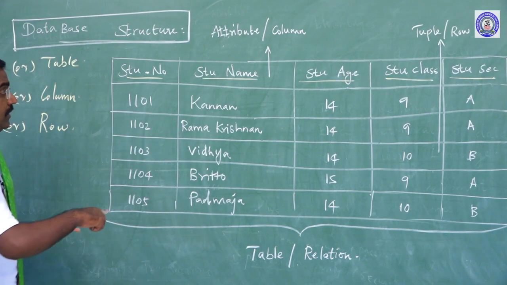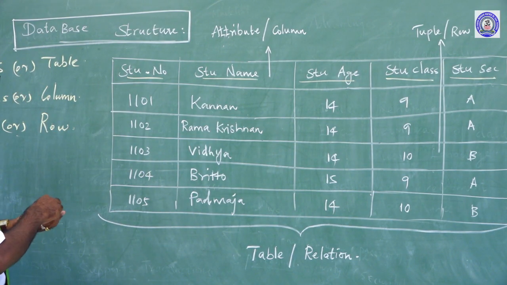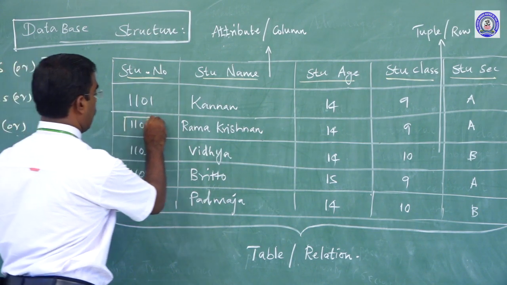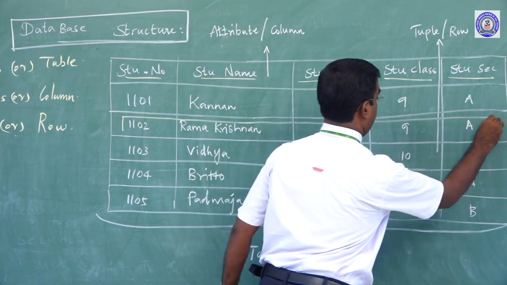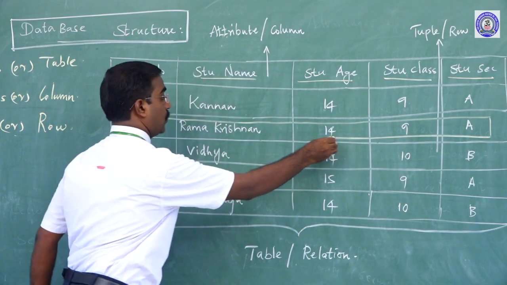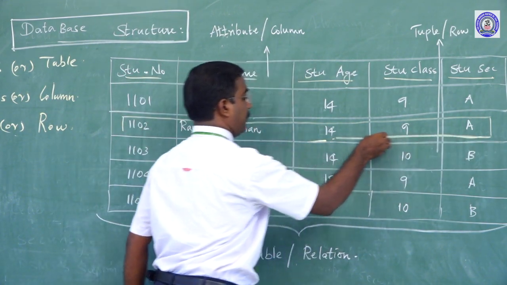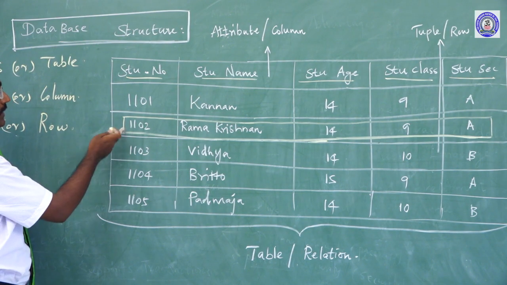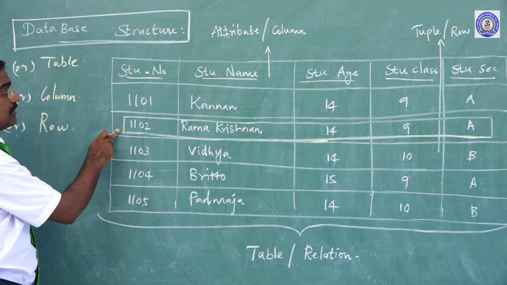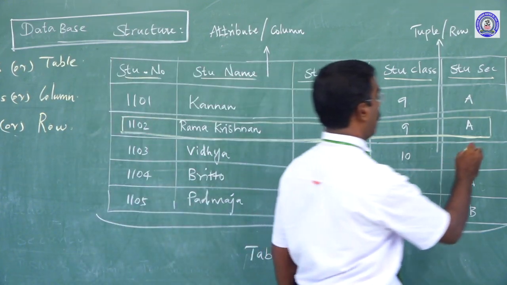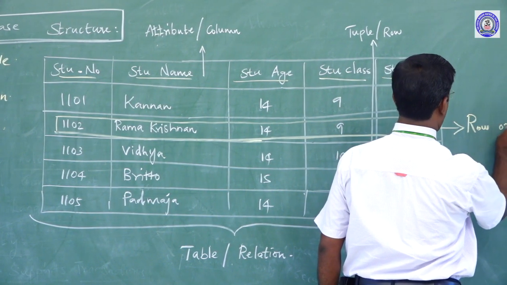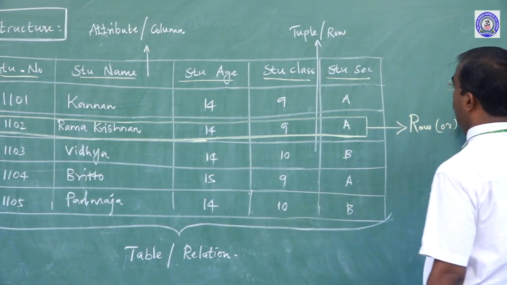In the table, what do we call this? Now Ramakrishnan, the complete row in a table. This is called a row or tuple.